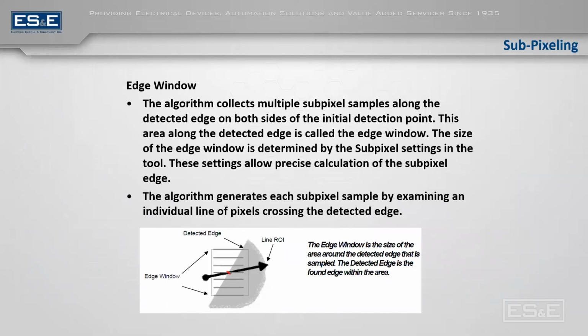The edge window algorithm collects multiple subpixel samples along the detected edge on both sides of the initial detection point. This area along the detected edge is called the edge window. The size of this window is determined by the subpixel settings in the tool, and these settings allow for precise calculation of the subpixel edge. This algorithm generates each subpixel sample by examining an individual line of pixels across the detected edge. So when we're doing edge detection, this is just getting into detail about what's going on in the software, where you're getting these numbers from, where you're getting your detected edges, your edge windows, and your region of interest.